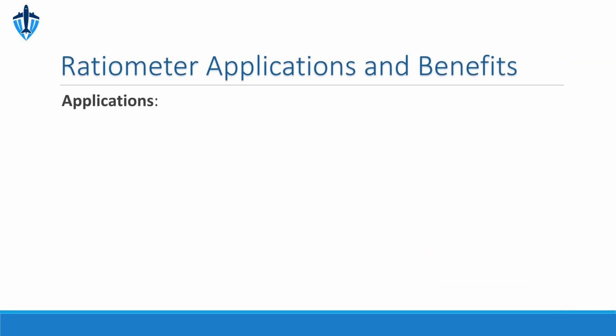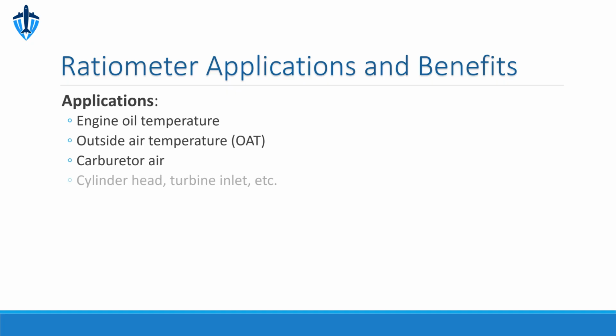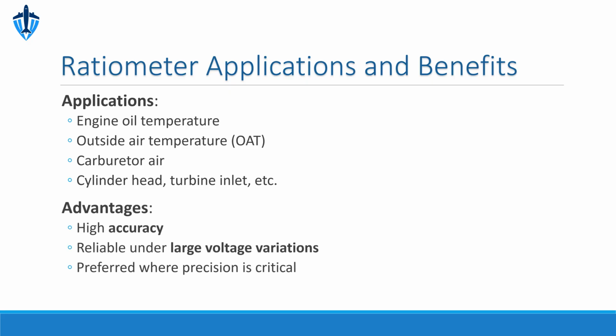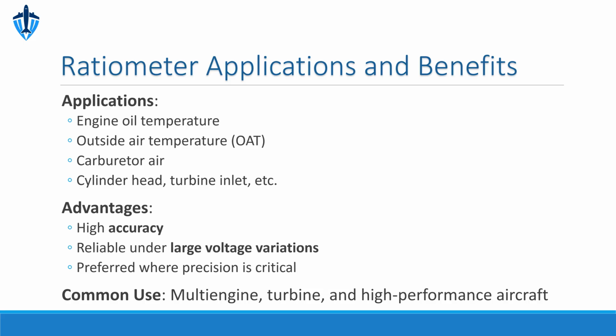Ratiometer systems are widely used to measure engine oil, outside air, carburetor air, and other critical temperatures across many aircraft types, especially where accuracy matters or power supply varies significantly. You'll find them in multi-engine piston, turboprop, and jet aircraft. Their magnetic balance design ensures stable, precise readings even with fluctuating electrical input, making them ideal for demanding flight environments. When voltage stability or measurement precision is non-negotiable, the ratiometer is the preferred electrical resistance temperature solution.